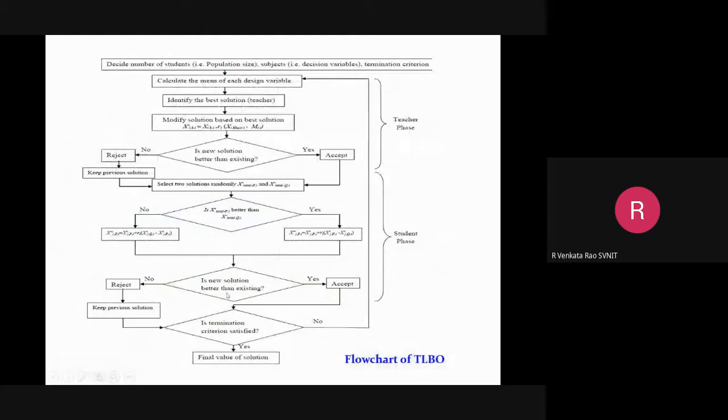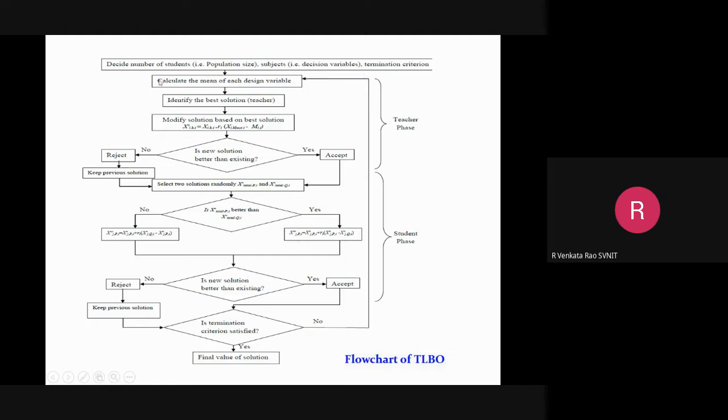Here you see, if the new solution is better than the old solution, we accept it. If not, we reject the new solution and keep the previous solution. And what next? Is the termination criteria satisfied? We have completed one iteration, but in the program, we will not stop with one iteration. We may write 100 iterations or 200 iterations like that. So the answer is no.